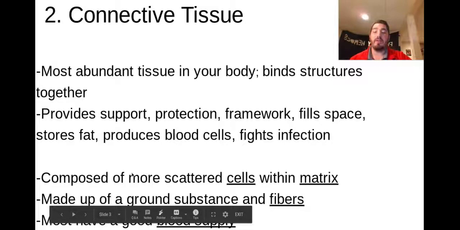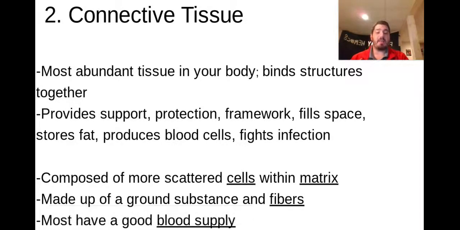And connective tissue, key here, is made of scattered cells within a matrix, right? Or kind of a medium of stuff kind of floating around together. And it's made up of a ground substance, so something that fills that matrix, and fibers. And most connective tissues have a really good blood supply. And again, because blood is actually connective tissue, so that blood supply is moving around, feeding these tissues, which is really important. Unlike epithelial tissue, where we said there was no blood supply, like when you talk about your skin, right, there's no blood on the outside, whereas connective tissue has that.